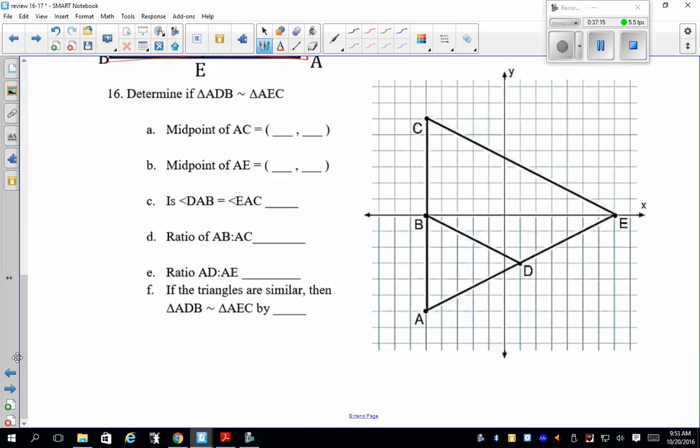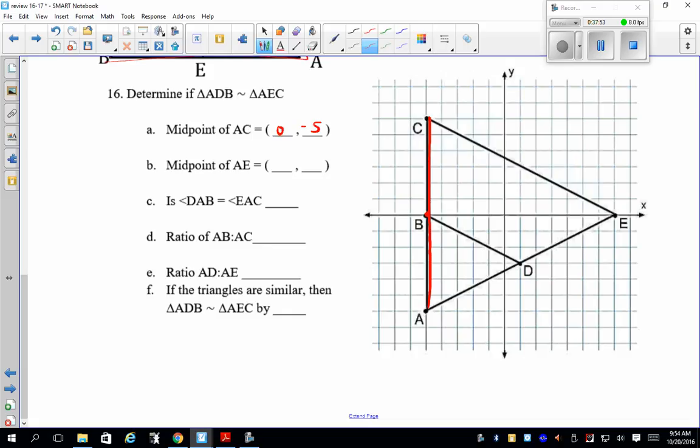Okay, 16, determine if triangle ABD is similar to triangle AEC. I'm going to first find the midpoint of AC. The midpoint is halfway. AC, 1, 2, 3, 4, 5, 6, 7, 8, 9, 10, 11. This is 12 squares. So the midpoint needs to be 6 from one of the sides, which is right here. And that point is 0, -5.